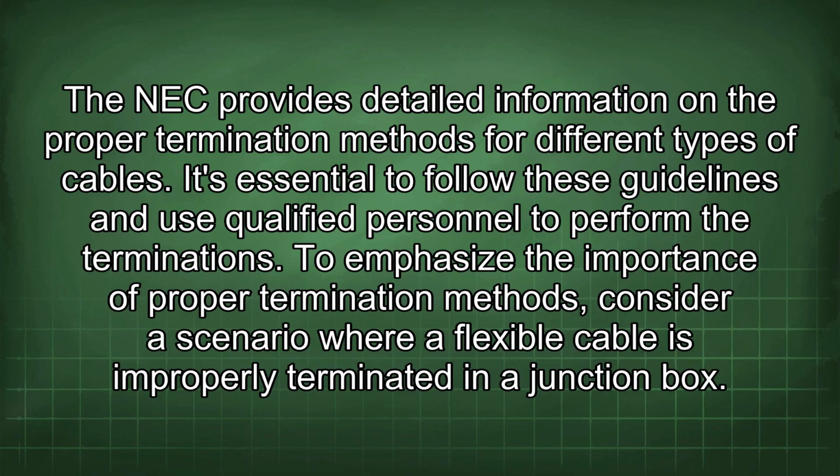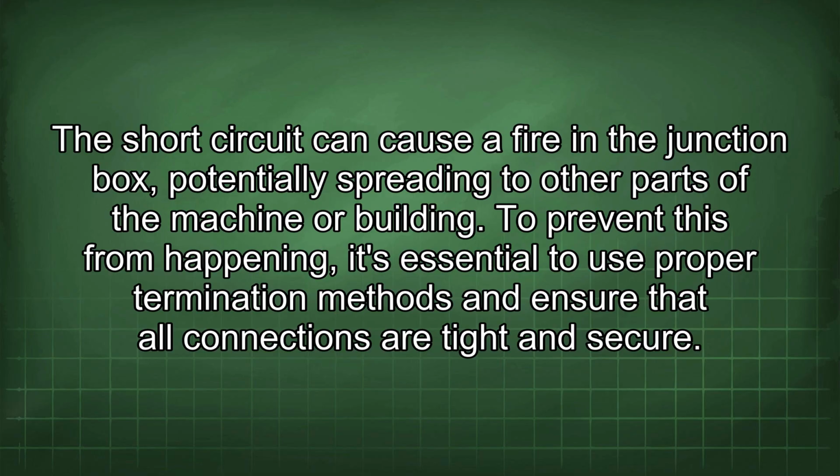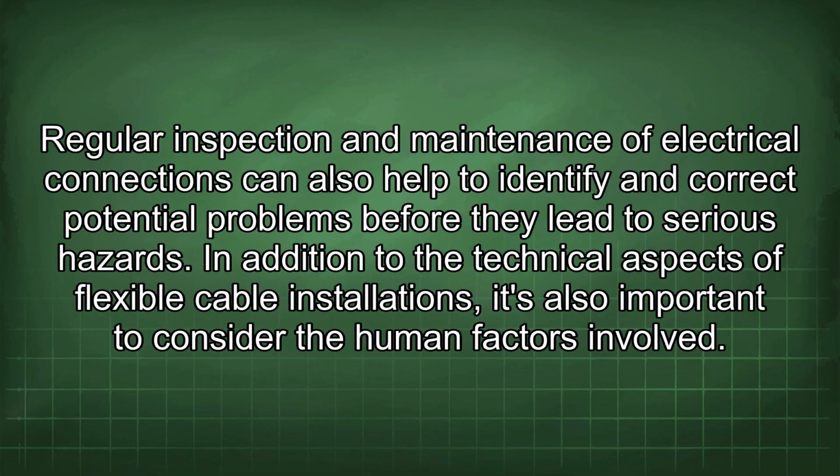To emphasize the importance of proper termination methods, consider a scenario where a flexible cable is improperly terminated in a junction box. The wires are not securely connected to the terminals, and some of the strands are frayed. Over time, the loose connection can cause arcing and overheating. The heat can melt the insulation in the wires, creating a short circuit. This short circuit can cause a fire in the junction box, potentially spreading to other parts of the machine or building. To prevent this from happening, it's essential to use proper termination methods and ensure that all connections are tight and secure. Regular inspection and maintenance of electrical connections can also help to identify and correct potential problems before they lead to serious hazards.